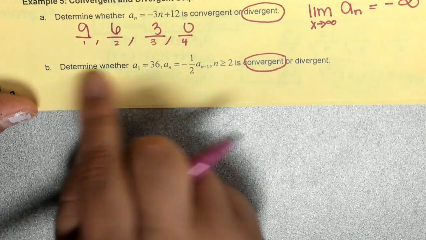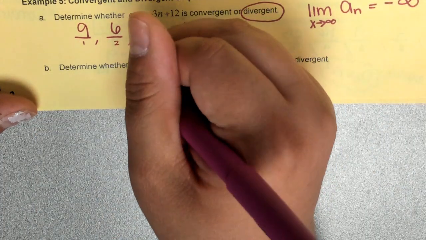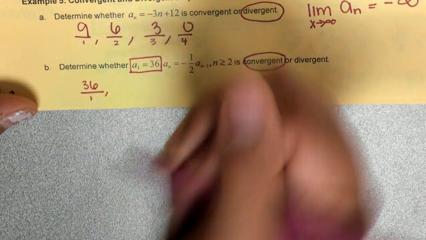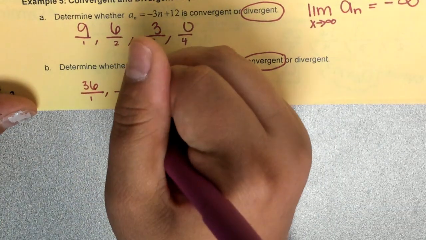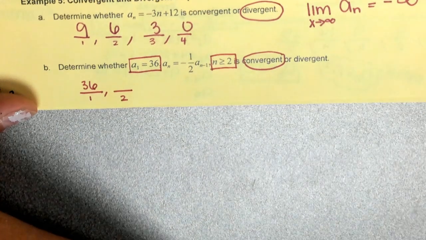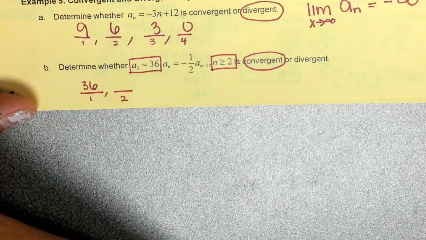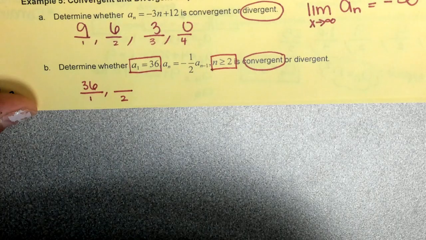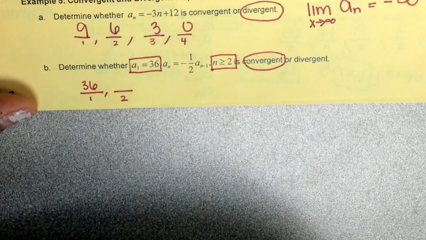On example B. The start. Where does it start at? I know it's going to start at 36. How do I find the next? I know this n is greater than or equal to 2, means I need to find the second one next. How do I find it? So you put the 1/2 times the previous.